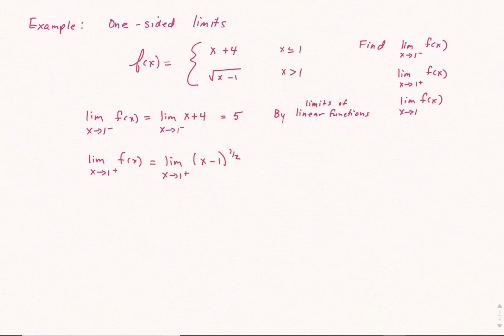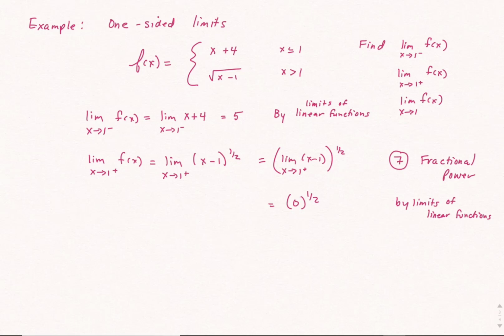So, because near a from the right-hand side, if I'm approaching 1 from the right-hand side, from the positive side, that means x is approaching, say, 1.2, 1.1, 1.0001. x minus 1 is always going to be positive, so I can in fact use my fractional power rule. Now this is simply a linear function. It's simply 0 to the 1/2 power, or 0.